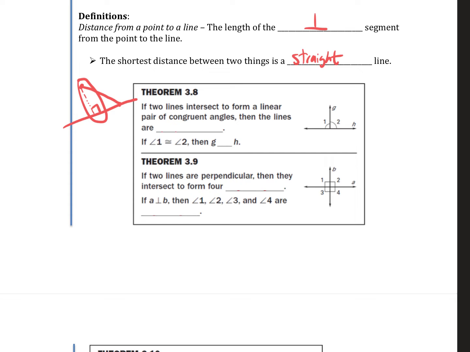If two lines intersect to form a linear pair of congruent angles, then the lines are perpendicular. So G is perpendicular to H. If they make a linear pair and the angles are congruent, then they're going to be perpendicular. And down here, if two lines are perpendicular, then they intersect to form 4 right angles. Same thing down here, right angles.